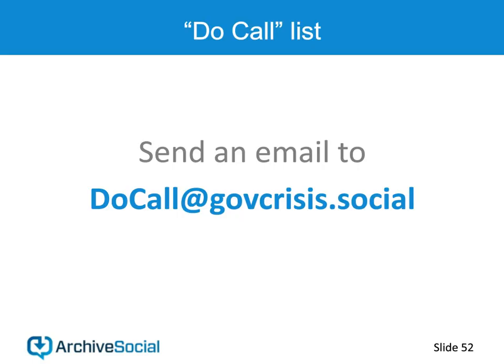Those of you listening in right now, one of the things that we want to avoid is if you're in crisis, we don't want to bother you in a crisis. We don't want to reach out to you in the midst of your crisis. So if you're hearing this and you're saying, I want this to be set up when I'm in a crisis, but I may forget, in ArchiveSocial, we want you to reach out to us. Go ahead and send an email to docall@govcrisis.social. It's a do call list. And if we ever, hopefully not, but if we see your agency in a crisis situation in the news, we'll know that we can reach out to you to get you set up with this free program.